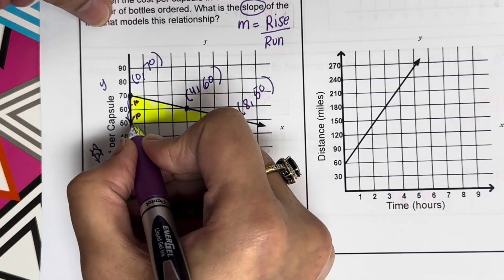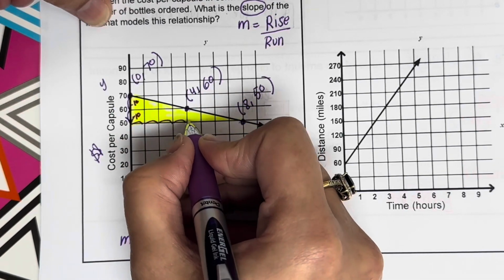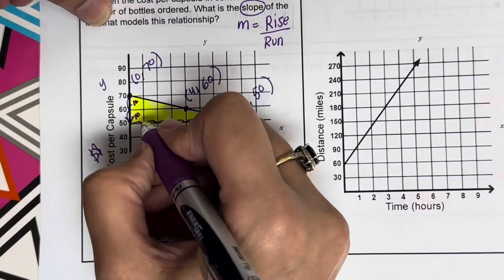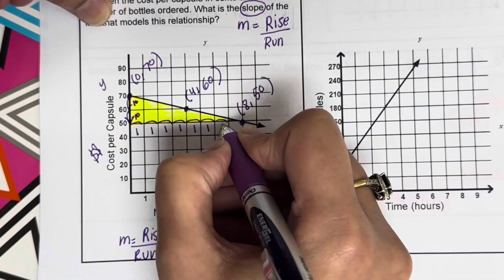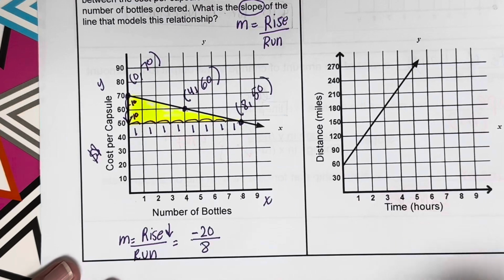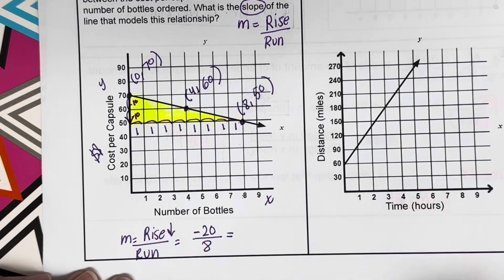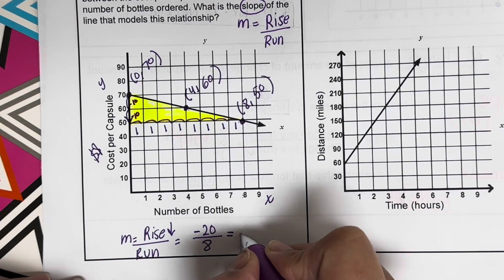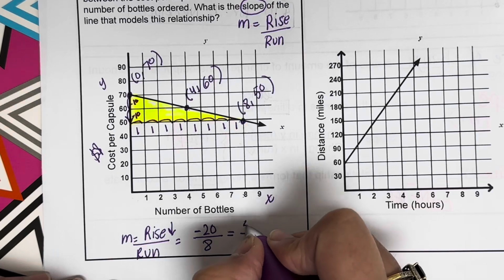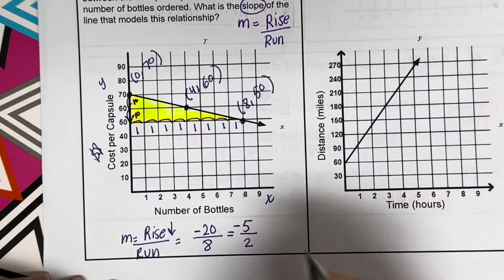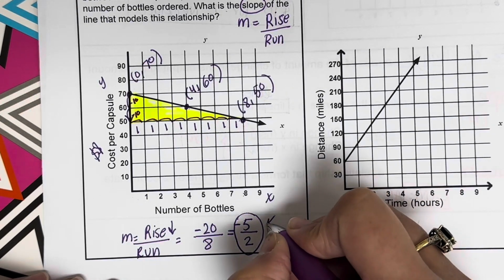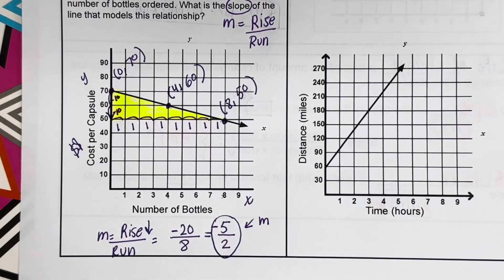And on the run, it is 1, 2, 3, 4, 5, 6, 7, 8. It is 8 and each box is 1. So it is negative 20 over 8, which you can simplify. I can simplify using 4. So it is negative 5 over 2, and that's my slope. I'm going to leave this as your answer.